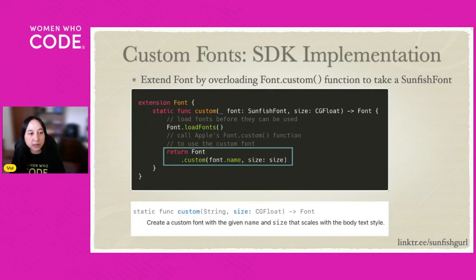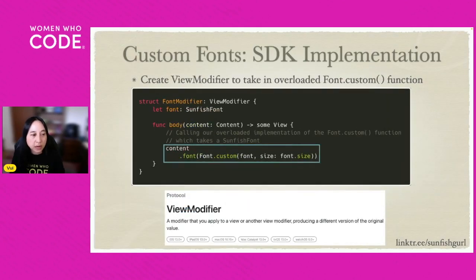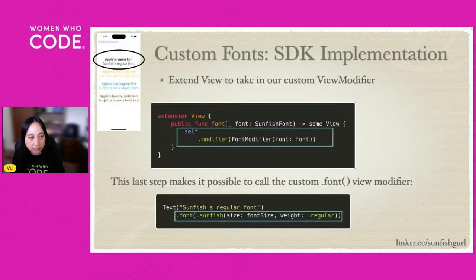Next, we extend Font by overloading the Font.custom function to take the Sunfish font. We do this by first loading the fonts before we can use them, and then once the fonts are loaded, we can call Apple's Font.custom function, passing in our Sunfish font. Next, we create a view modifier to take in our overloaded Font.custom function. Then extend View to take in our custom view modifier. This last step is what makes it possible to call a custom font view modifier.